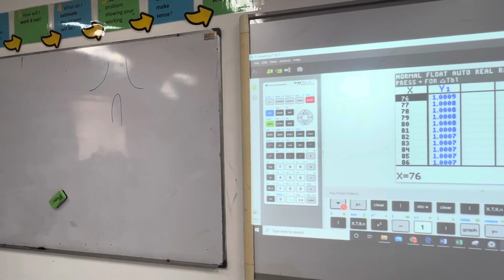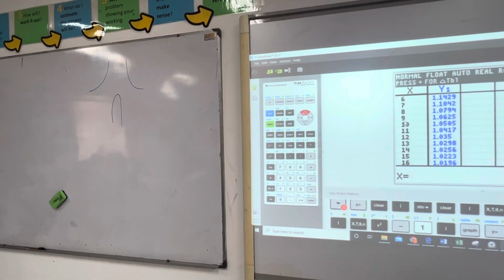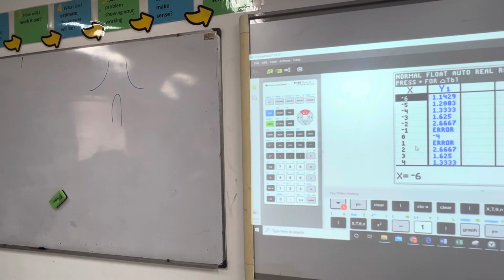I press second table. I've scrolled way down already. Let's scroll back up to where we think they are. It should be around 1 and minus 1, which makes sense, I think, because minus 1 squared gives 1.